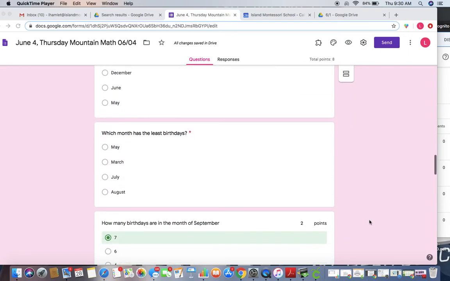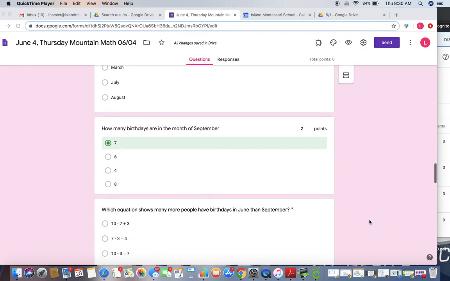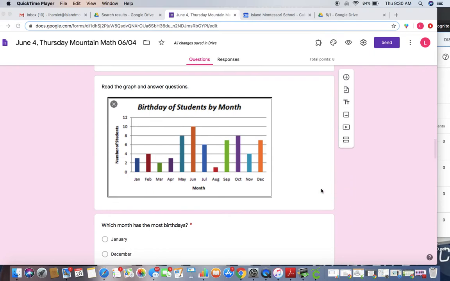If we were to look at some of the other questions that we had, for example, how many birthdays are in the month of September? Again, we would follow September all the way up, and then we could follow it over and see that it's in between the 6 and the 8. The number in between 6 and 8 is 7. So there's 7 birthdays in the month of September.